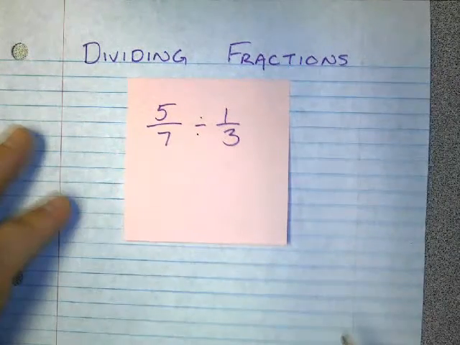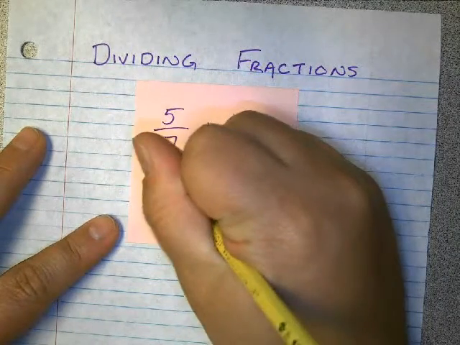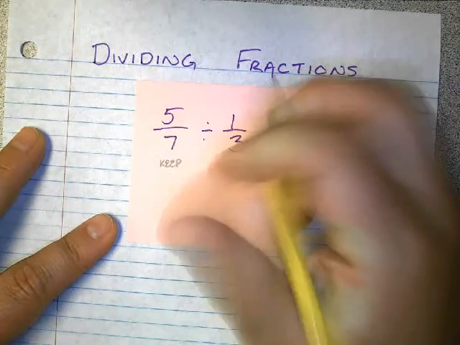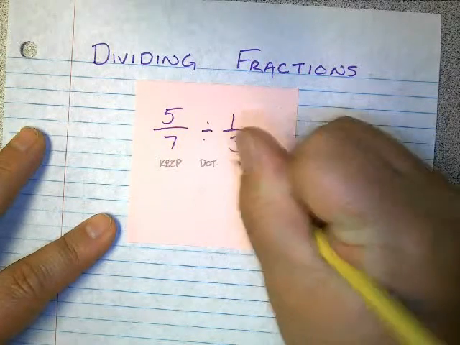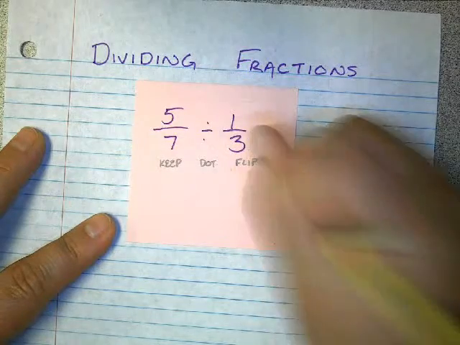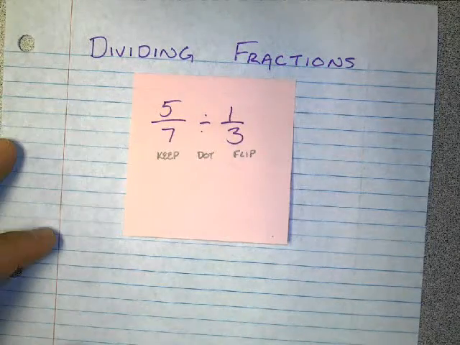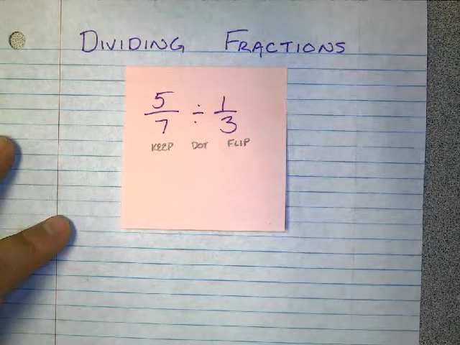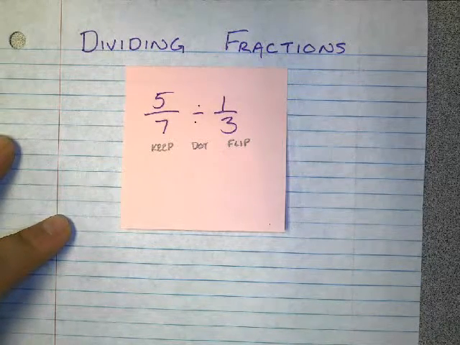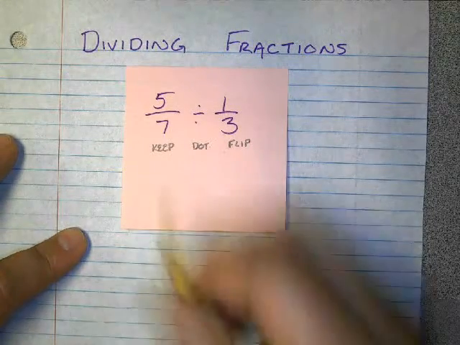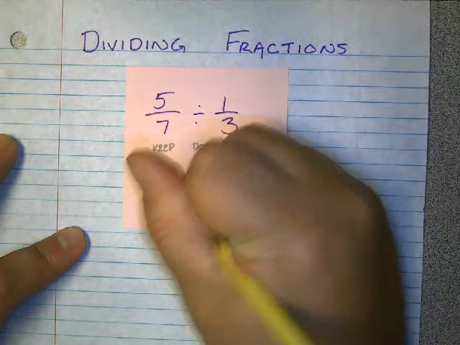But we don't want to keep drawing models our whole life. We need to know the fast way. So we've done a lot of things with like keep, dot, and then flip. I've heard keep, dot, flop. A whole bunch of different ways. I'm okay as long as we keep getting correct answers. So whatever works for you.